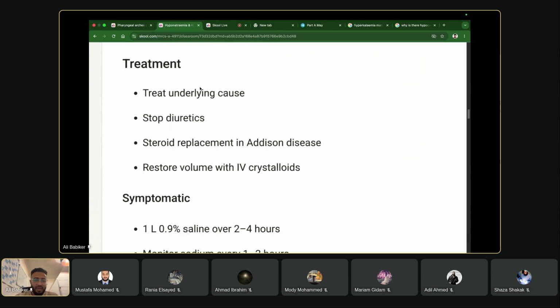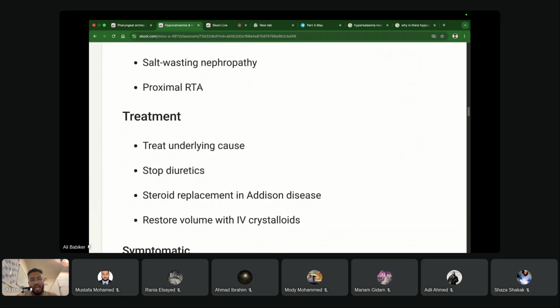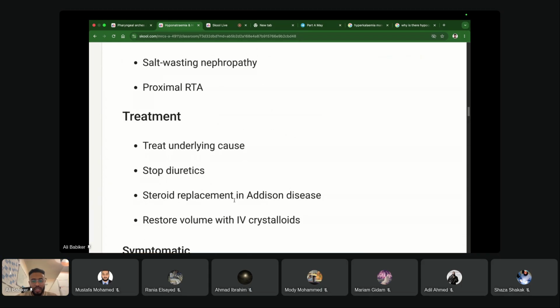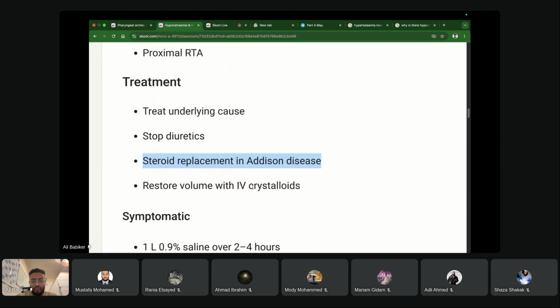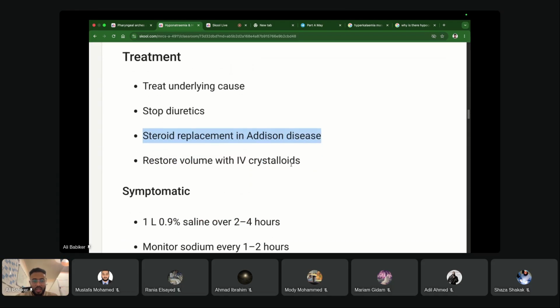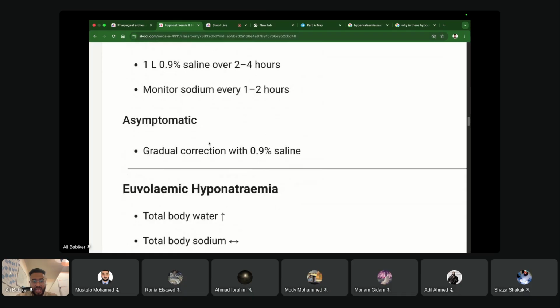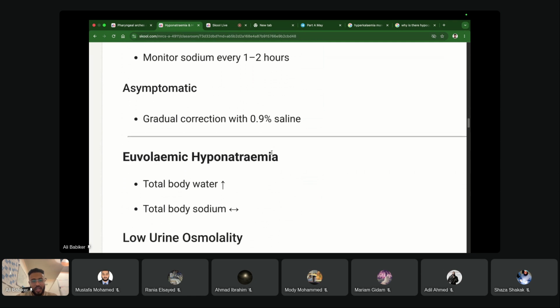All right, this is the treatment, not that important. How do you treat the hyponatremia? Treat the underlying cause, stop the diuretic, steroid replacement if the patient has Addison disease because it's adrenal insufficiency. That means your patient has no steroid. Restore volume with IV crystalloid. If it's symptomatic, give 1 liter of 0.9 saline over 2 to 4 hours. Monitor sodium every 1 to 2 hours. If it's asymptomatic, gradual correction with 0.9 saline. All right.